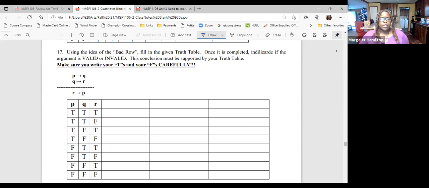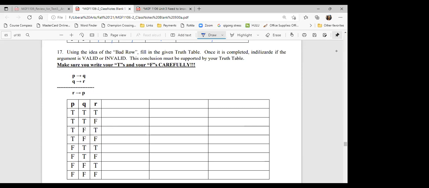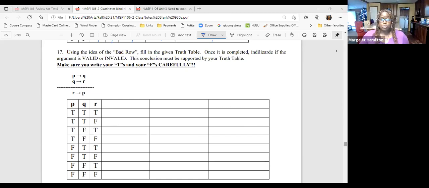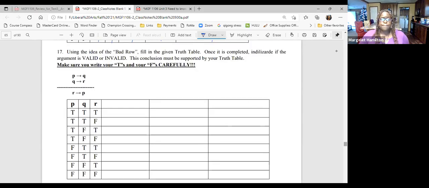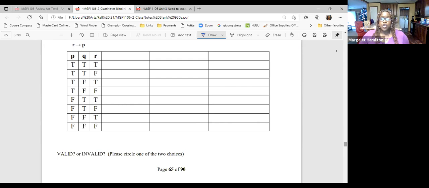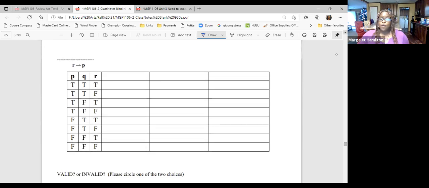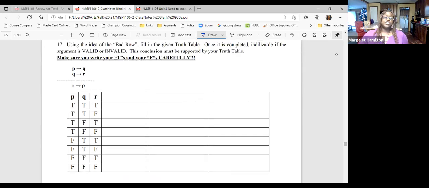TTF. TTF. And we call it the bad row, okay? The bad row is TTF. So they're giving us the symbolic form of our statements. You're probably going to get the word form, and they're going to ask you to change it to symbolic form and then tell if it's valid or invalid.